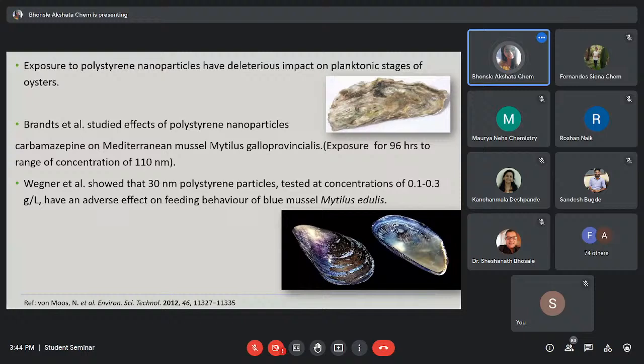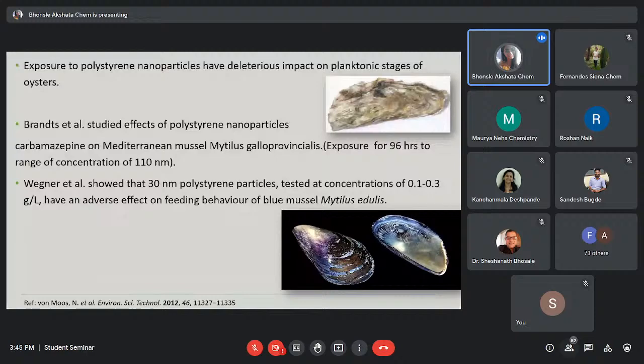It was found that various biomarkers on the gills, on the digestive glands, and also on the lymph showed genotoxicity, which is shown on the hemocytes. This is one thing. Second, the conclusion was also drawn that it results in downregulation of gene expression. So gene expression is not done, so proteins will not be produced. So it showed an impact on these two things.